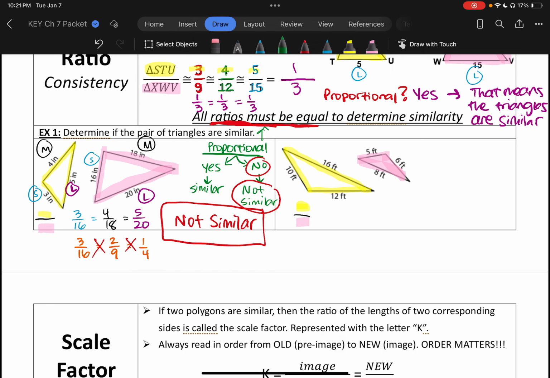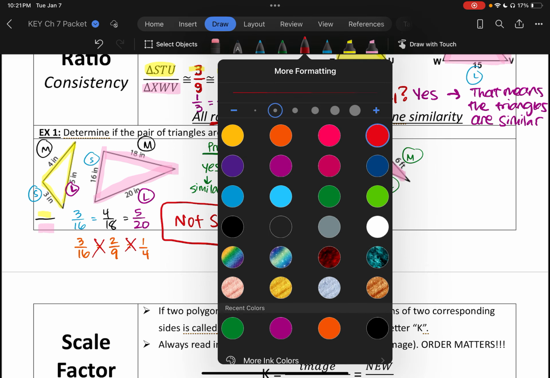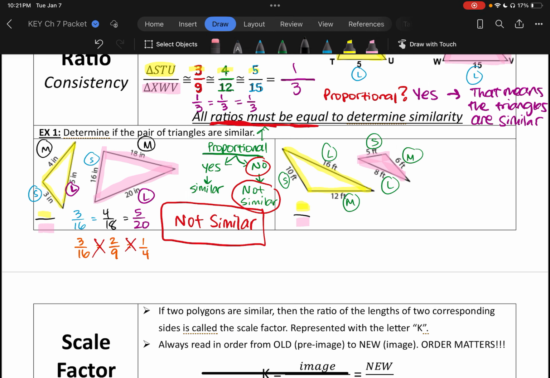Let's look at the sides of my yellow triangle. 10 is the smallest, 12 is the medium, 16 is the large. If I look at the other triangle, 5 is the smallest, 6 is medium, 8 is the largest. So let's set up the ratios really fast. Small over small would be written as 10 over 5. Medium over medium would be 12 over 6. Large over large would be 16 over 8.